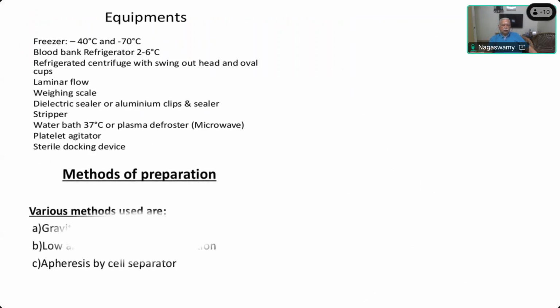Now coming to the method of preparation, you can do what is called gravity separation. This is the oldest method. Then low and high speed centrifugation and apheresis by cell separator. These are the three methods by which we do the component separation.